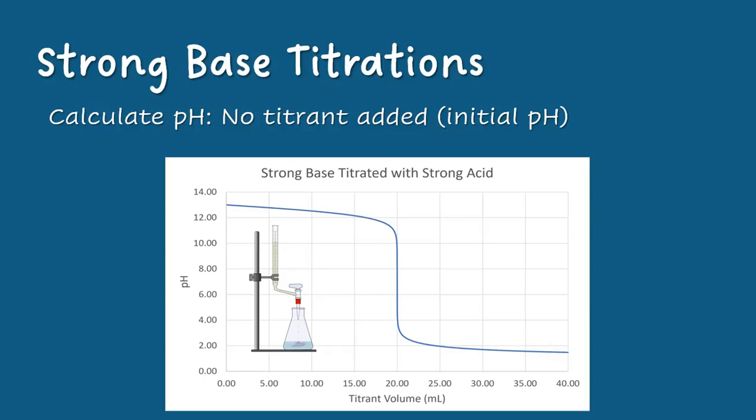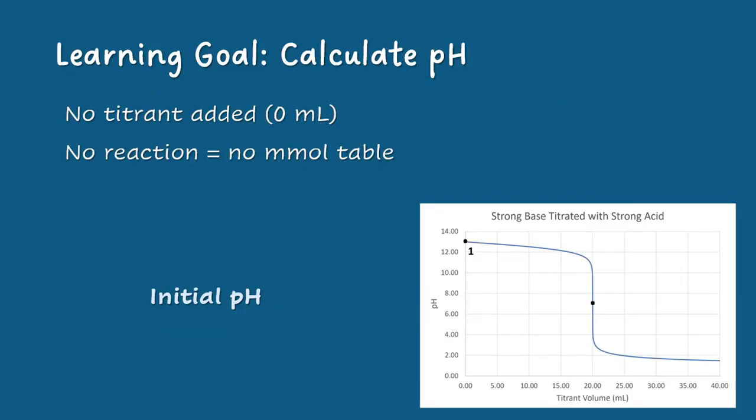Hi everyone! This video looks at a strong base titrated with a strong acid. Our focus will be on the initial pH when 0 mL of titrant have been added. Because the titrant is at 0 mL and no reaction has occurred yet between the base and the titrant, we do not need a millimole table. This situation is what we call initial pH.